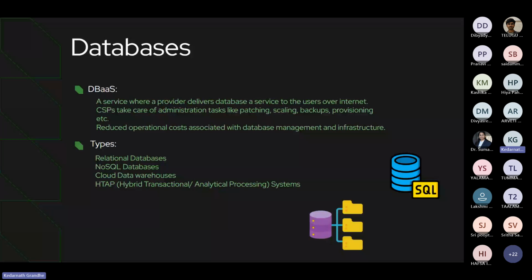Hybrid transactional analytical processing systems are there. So they basically combine both transactional and analytical capabilities. They are hybrid, as the name suggests. And an example can be Google's AlloyDB.